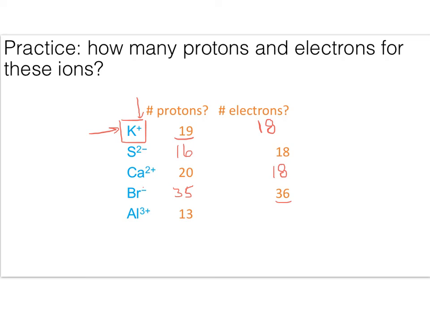And then finally, we have aluminum with a +3 charge. This is an aluminum cation. This is saying we have 3 too many positively charged protons to have a neutral atom. If we have 13 protons, that means we should only have 10 negatively charged electrons. So 10 negative and 13 positive should give us a +3 for an aluminum cation.